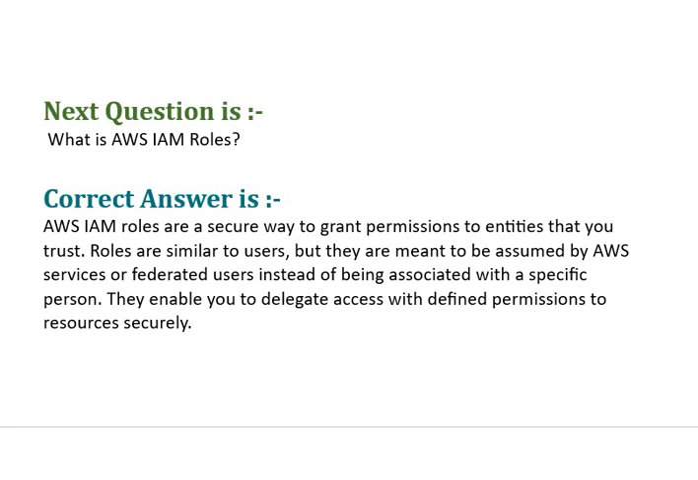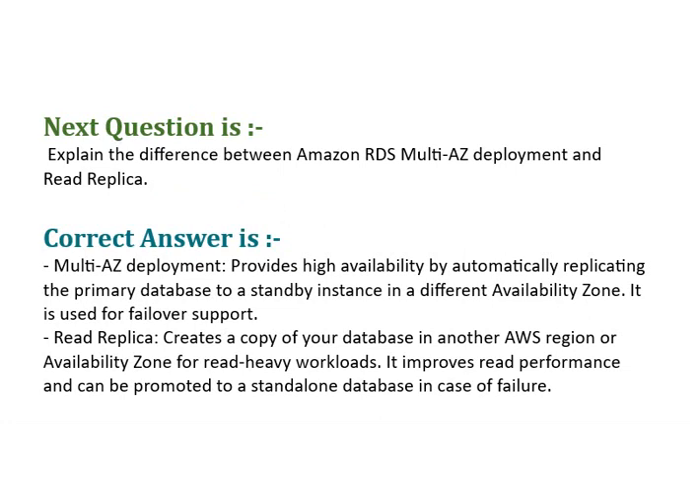Next question is, explain the difference between Amazon RDS Multi AZ deployment and read replica. Correct answer is Multi AZ deployment provides high availability by automatically replicating the primary database to a standby instance in a different availability zone. It is used for failover support.